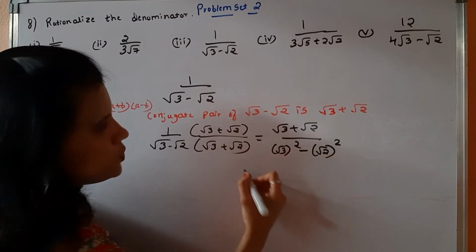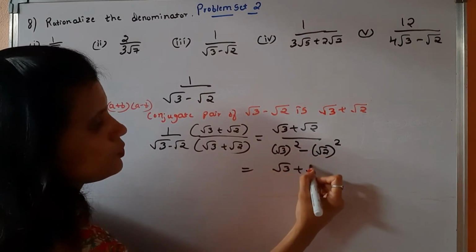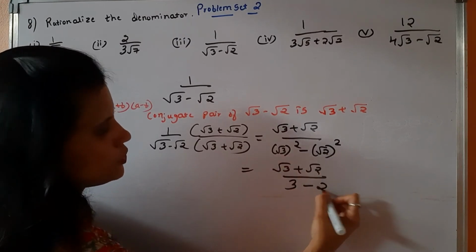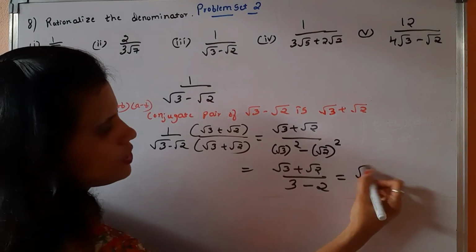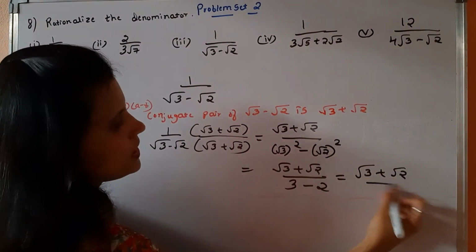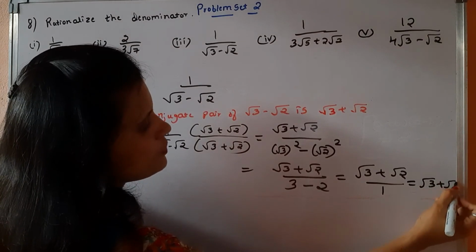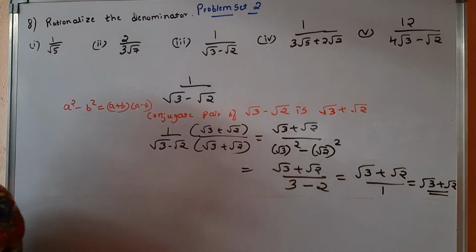Square root 2 square. So root 3 plus root 2, we are getting root 3 square is 3 minus root 2 square is 2. So your final answer is root 3 plus root 2, 3 minus 2 is 1, which is nothing but root 3 plus root 2. Okay, this is your final answer. We will move to the next one.